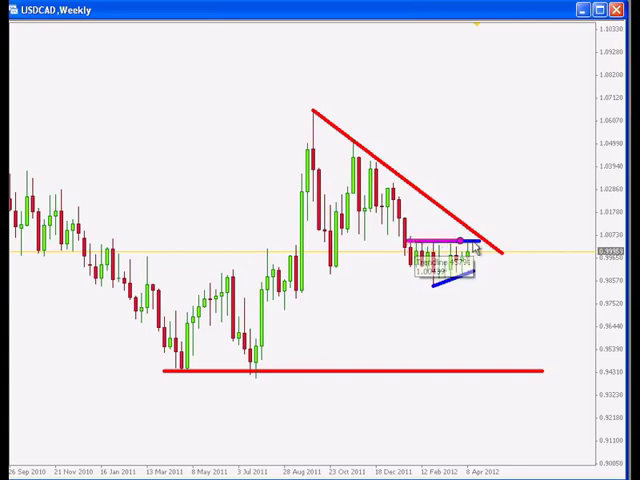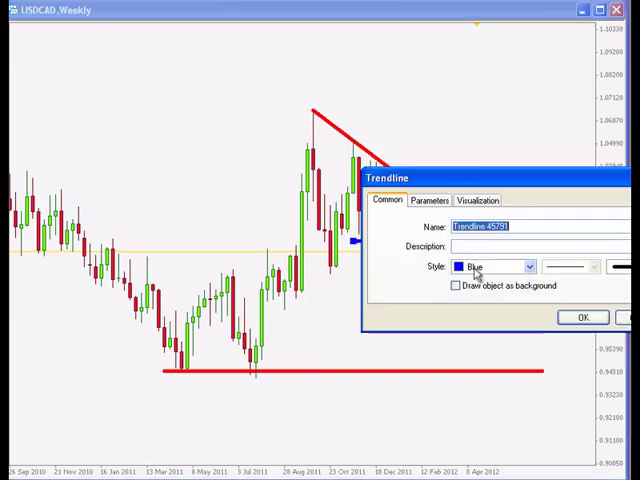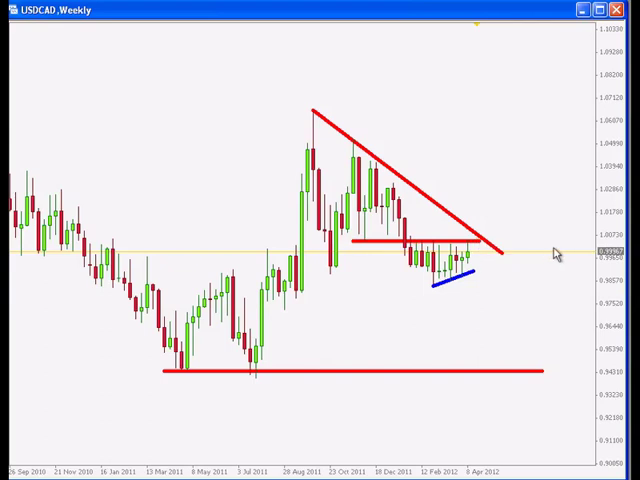In fact, this upper level of the triangle was formerly working as support. Do you guys see that? Support there, broken, now resistance, resistance, resistance. Right? So I would say that this level perhaps belongs to the weekly time frame rather than to the daily time frame. Okay.